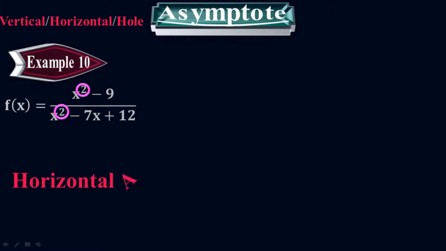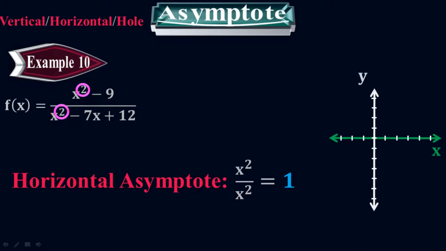Therefore my horizontal asymptote will be 1. Because this x squared will cancel with the x squared, and their respective coefficients will be 1 over 1. 1 over 1 equals 1. This is going to be my horizontal asymptote. Let me show you an xy plane here. Exactly on y equals 1, I have this horizontal asymptote. This dotted red line is the horizontal asymptote. Remember, a horizontal asymptote crosses the y-axis, not the x-axis. A vertical asymptote crosses the x-axis. So exactly on y equals 1, I have this dotted red line, which is the horizontal asymptote.